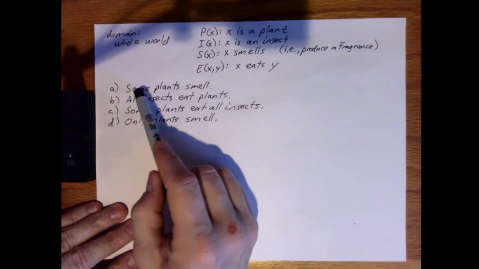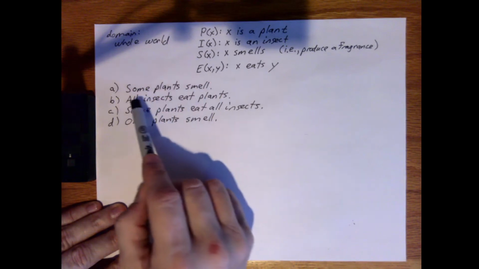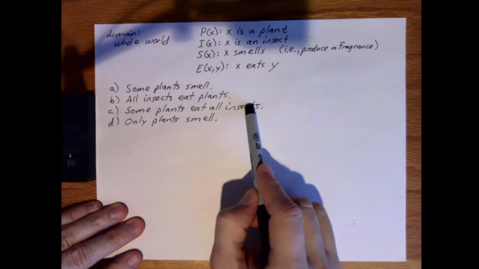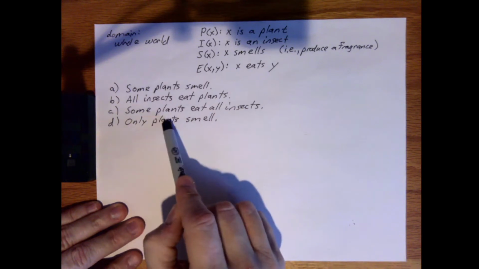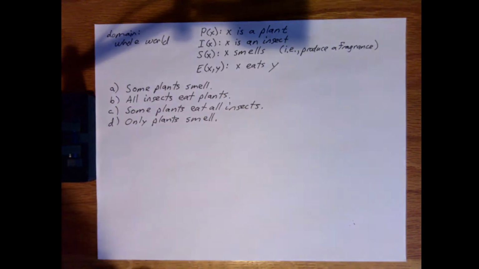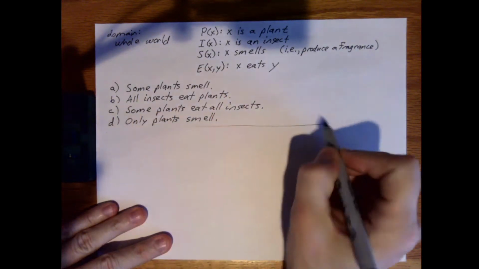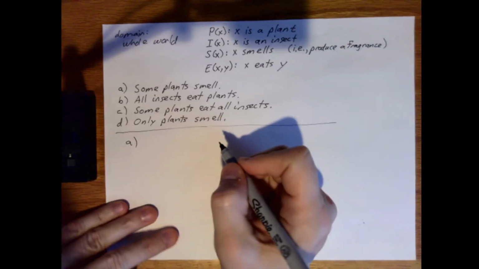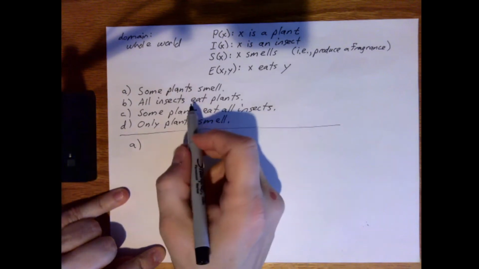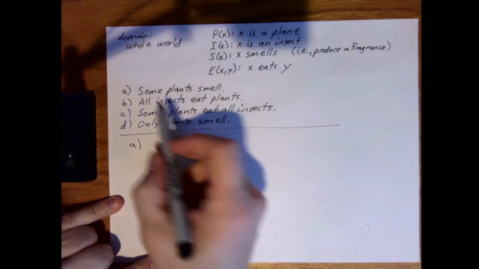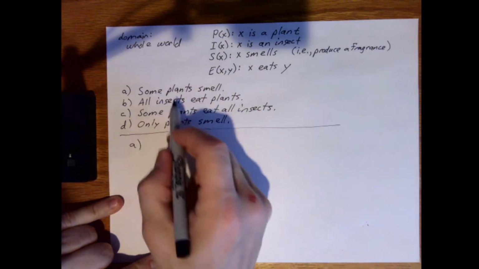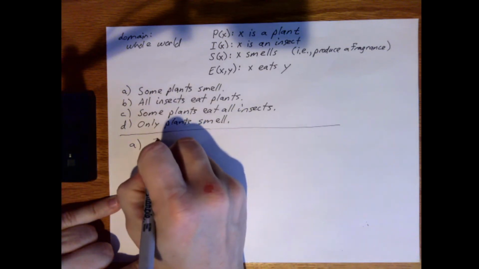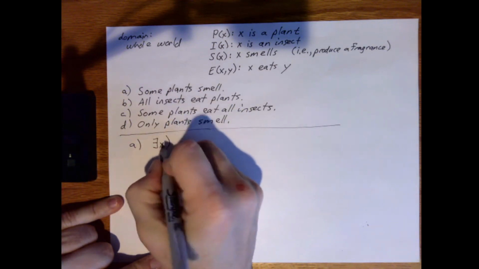So our sentences are: some plants smell, all insects eat plants, some plants eat all insects, and only plants smell. All right. So our first one here, some plants smell. Some, that makes me think it's not all plants smell. So I'm thinking existential quantifier. Okay.